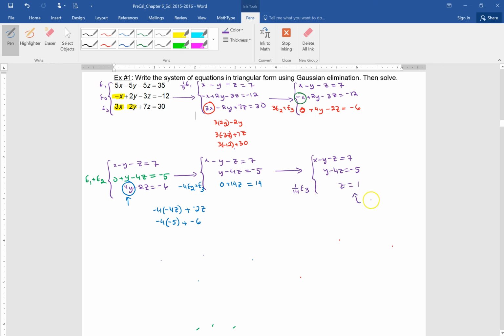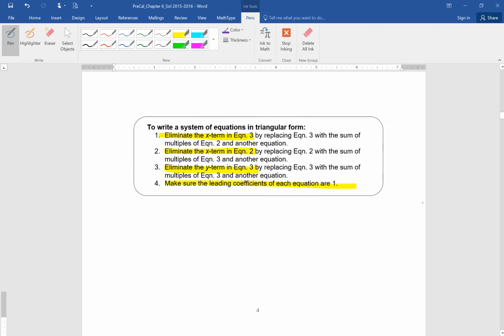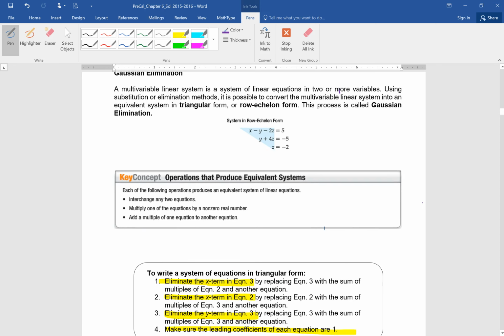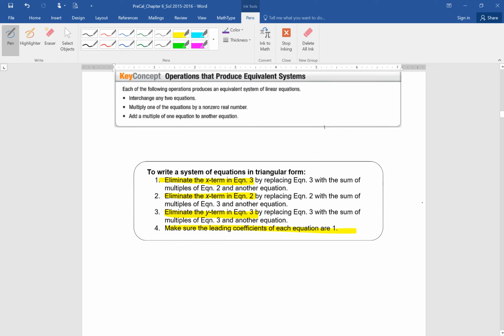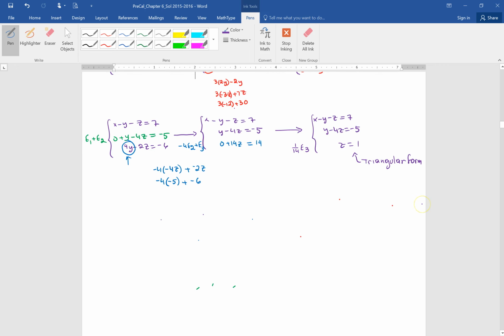Now, this is triangular form. That's what we were talking about up here. It's also referred to as row echelon. And I will use row echelon more often, so if I say reduce it to row echelon form, this is what I mean. Now I need to solve for x, y, and z. To do that, I do what is called back substitution. Well, I need to solve for x and y.